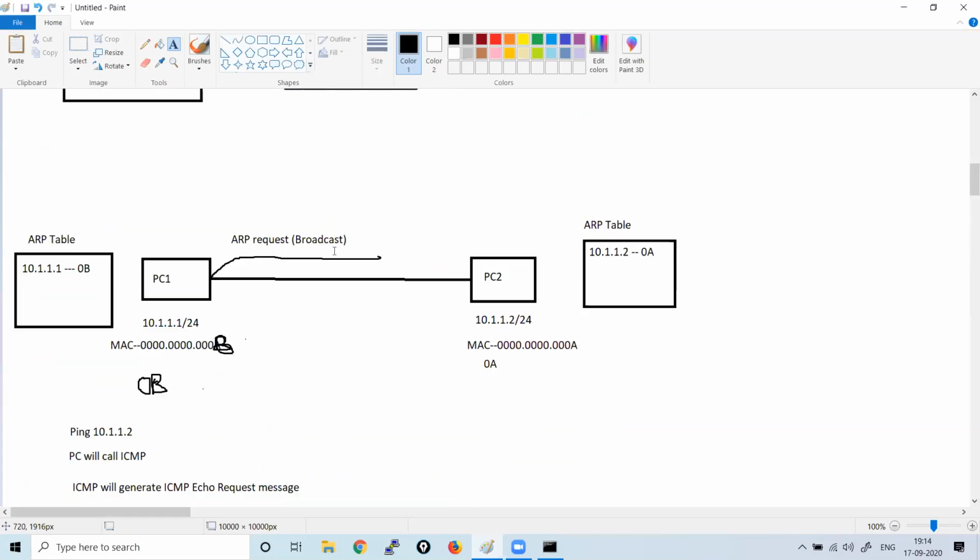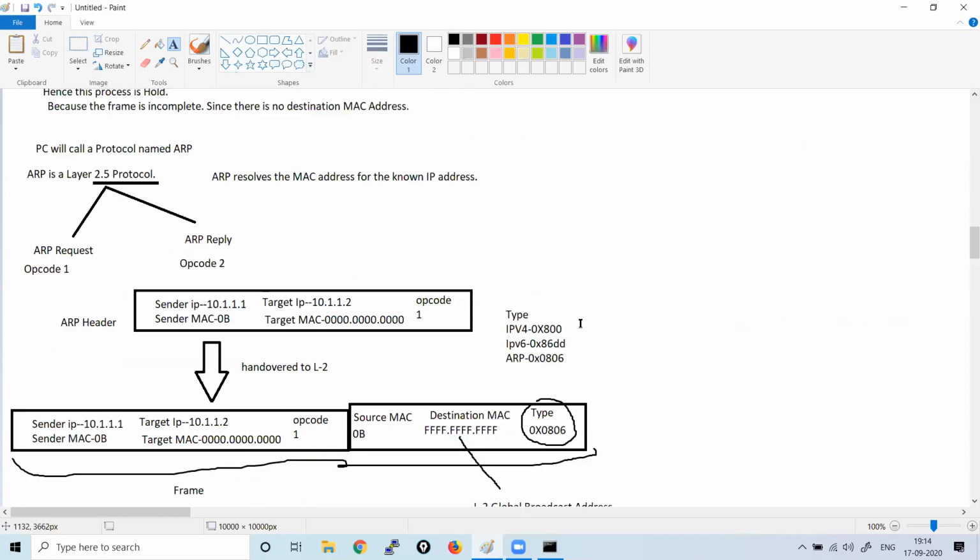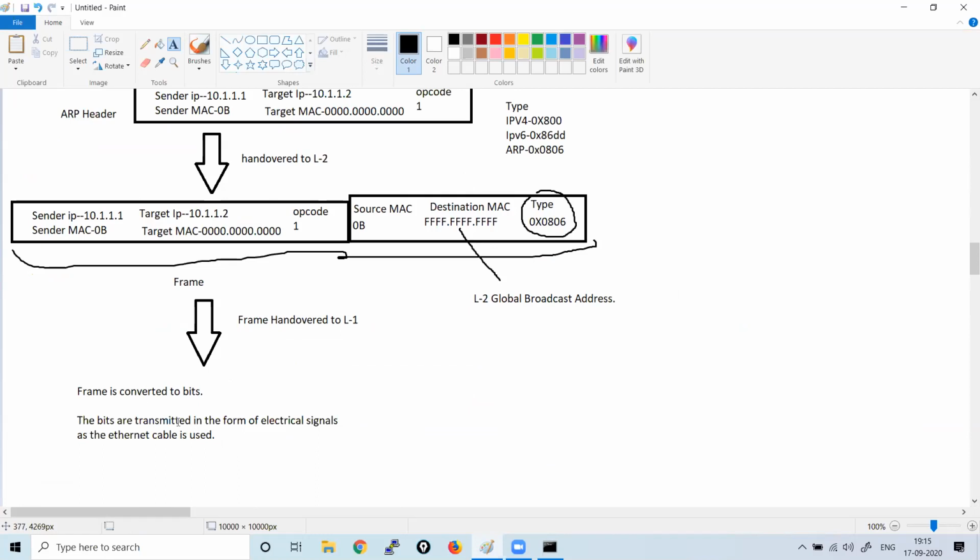Now, once this broadcast is received over here, again the decapsulation happens. Like the way I told, it is converted to frame. After converting to frame, what is the first field which is checked? Firstly, FCS. After FCS, what is the first field? Destination MAC address. Since this is global, all the layer 2 devices will understand this, so they'll accept it. Then next field, they'll check this one. They'll hand over it to ARP protocol.